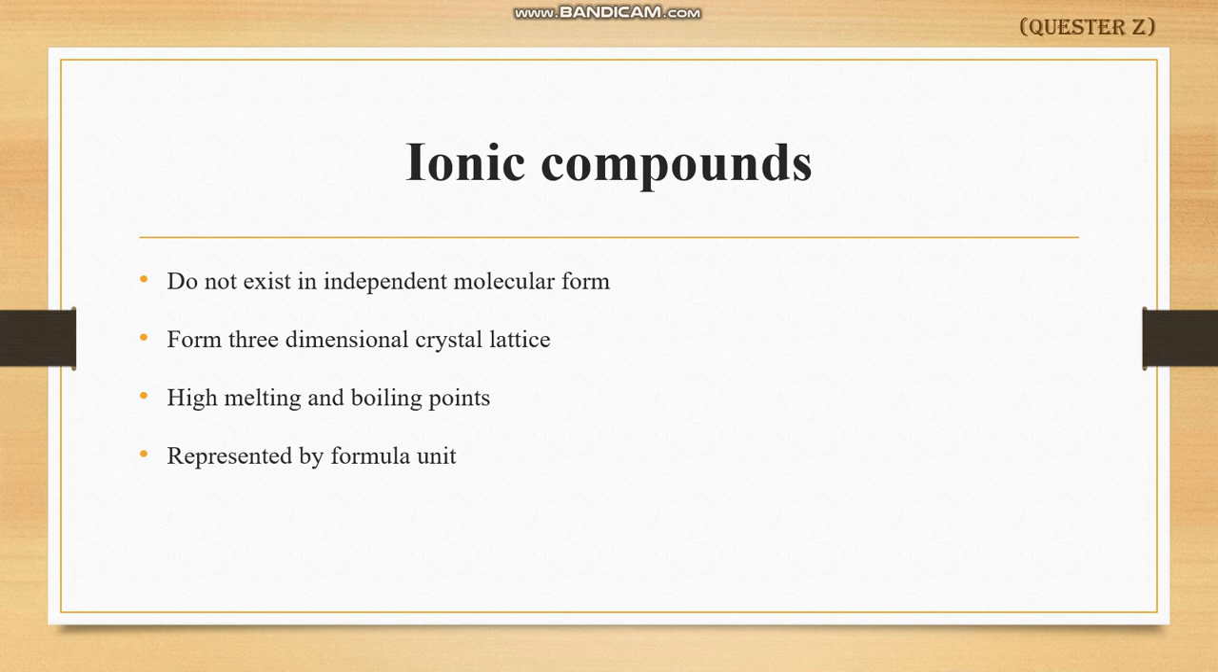That's why they are dependent. They have high melting and boiling points as well, and they form the three-dimensional structure. For example, we have different examples of ionic compounds. The most common one is sodium chloride, NaCl. Next one, KBr, and so on.